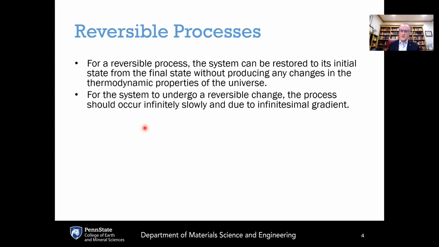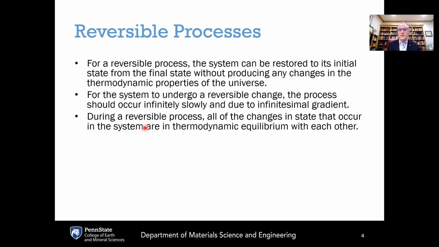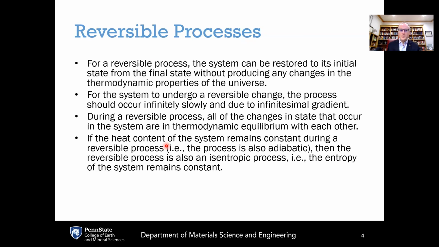For a system to undergo a reversible change, the process should occur infinitely slowly and due to an infinitesimal gradient. In other words, it has to be the smallest perturbation possible, and it has to be done over an extremely long timescale. During a reversible process, all of the changes in state that occur in the system are in thermodynamic equilibrium with each other. So during this reversible process, the system never leaves equilibrium.